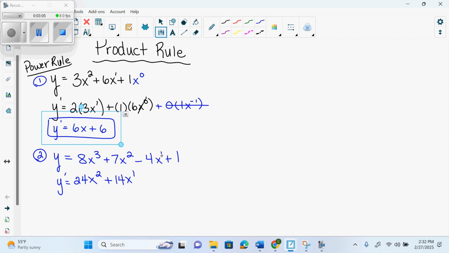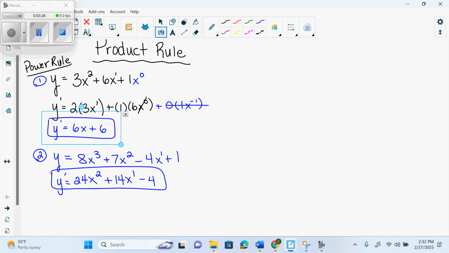What happens when it's x to the 1? It's just going to be that coefficient, right? Because it'll be x to the 0 off, so it'll go away. So it's going to be minus 4. And what happens to the constant? It just goes away. Because it's x to the 0, it's going to multiply by 0. So that's it.